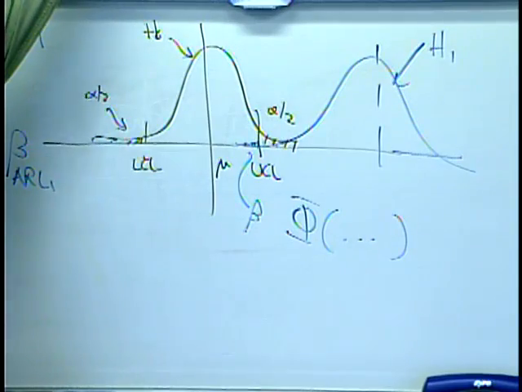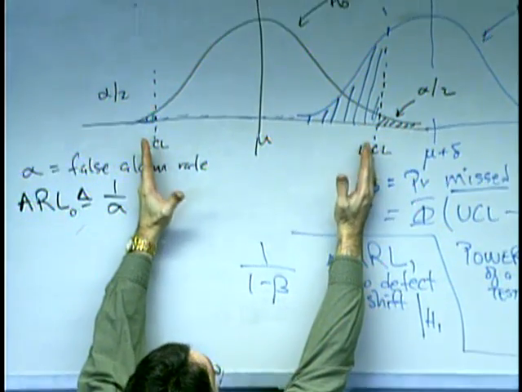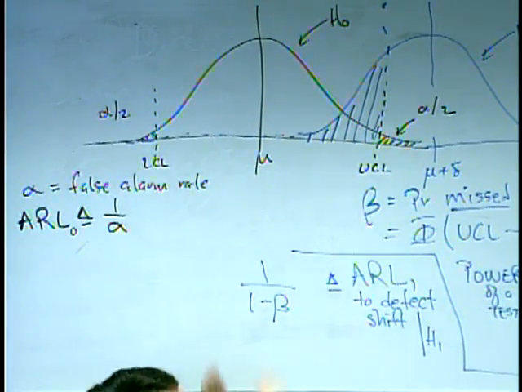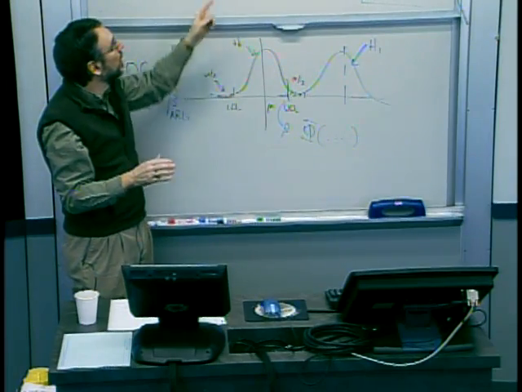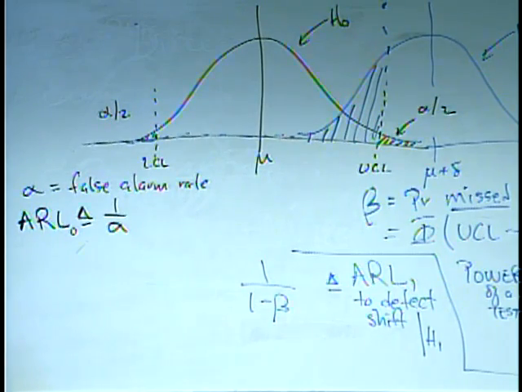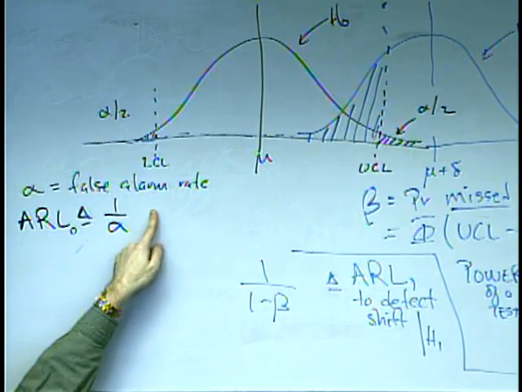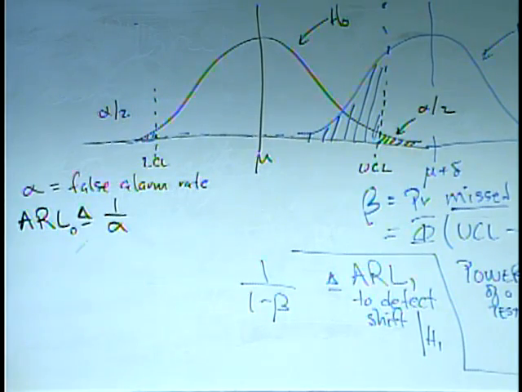If we kept the same lower control limit and upper control limit, and I tightened the distribution, then alpha would change. What's interesting about classic control chart design is the upper control limit and lower control limit are based on the statistics. So they are based on alpha. We nail down alpha first and then set the upper and lower control limits.